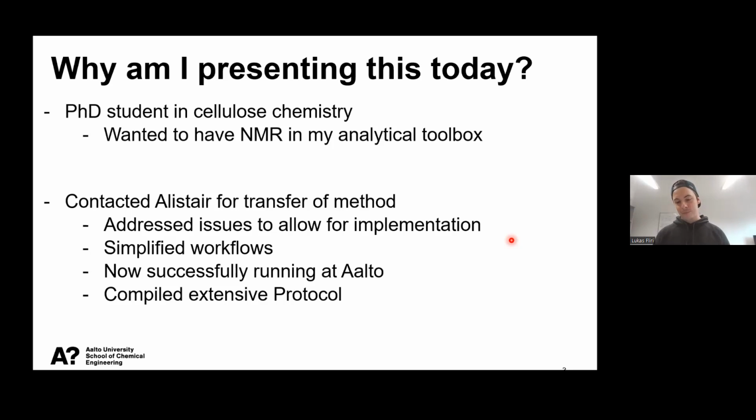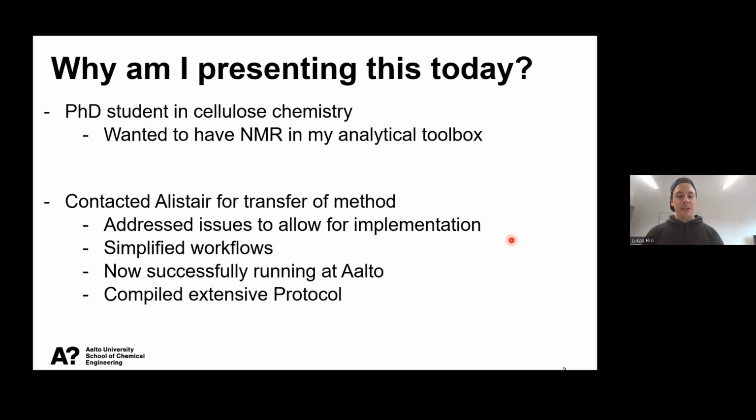However, you cannot measure solution state NMR of cellulosic materials that easily, for the simple reason that cellulose is insoluble in most solvents, and especially in the deuterated solvents that you need for NMR applications. And as I moved to Helsinki, I contacted Alistair, and around 2 years ago or 2.5 years ago, together with Katja Heise, we asked if we could transfer the protocol from the developing experts in Helsinki University to a more cellulose technology and cellulose material focused research environment here in Aalto University.